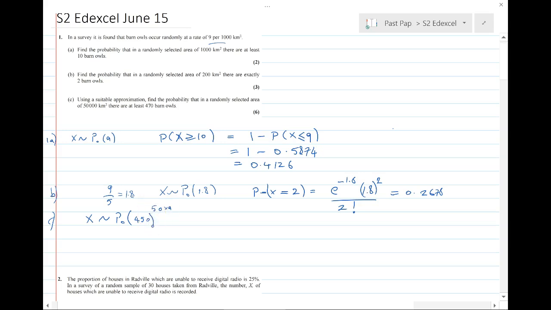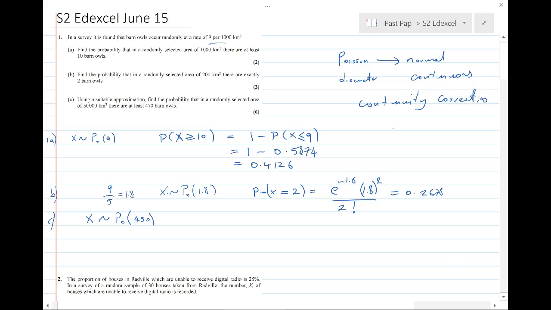Now, of course, that's not a number that we can deal with because it's so big, with either tables or the Poisson formula. So we use the normal approximation. When we're dealing with Poisson, there is only one approximation that we can use in S2. Poisson can only be approximated to normal. But because Poisson is discrete and normal is continuous, we need a continuity correction. So we need to watch out for that. I'll tell you when it comes up.